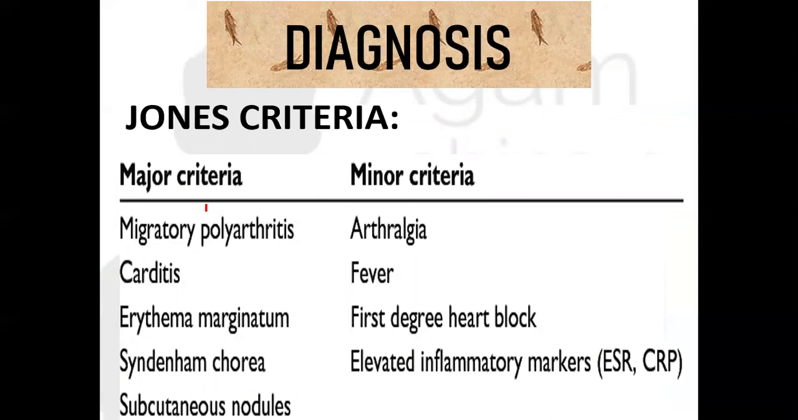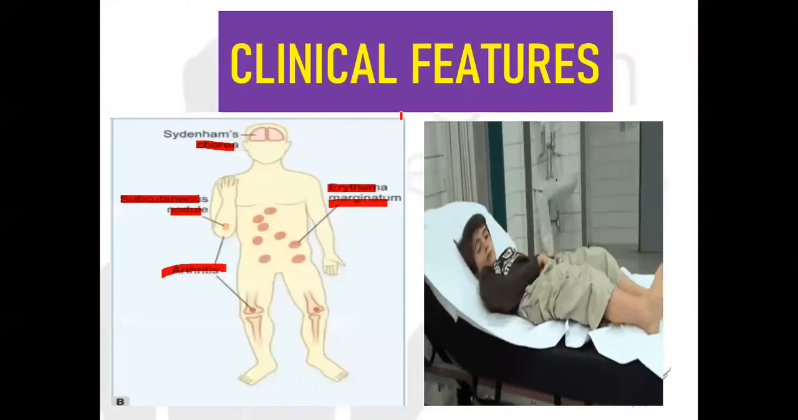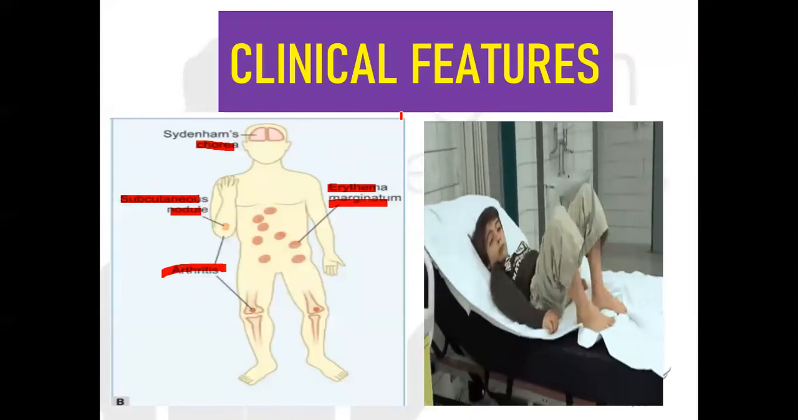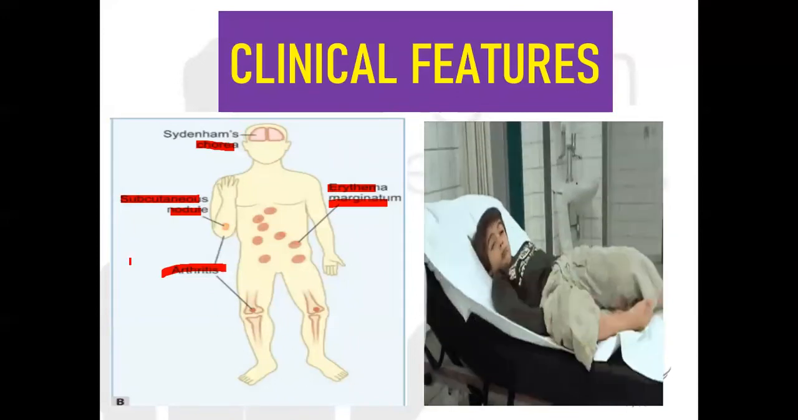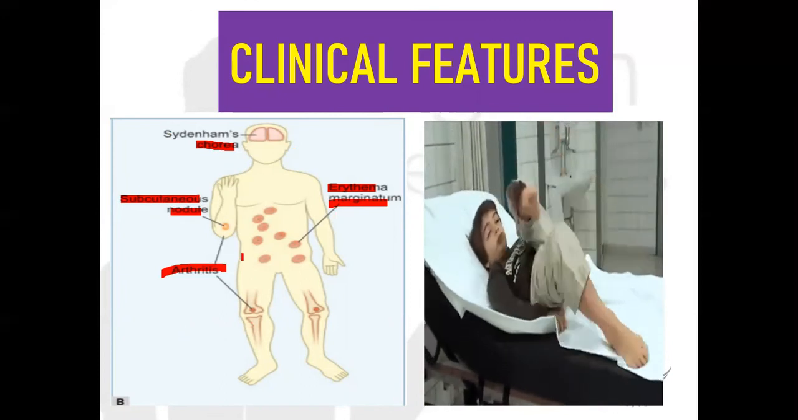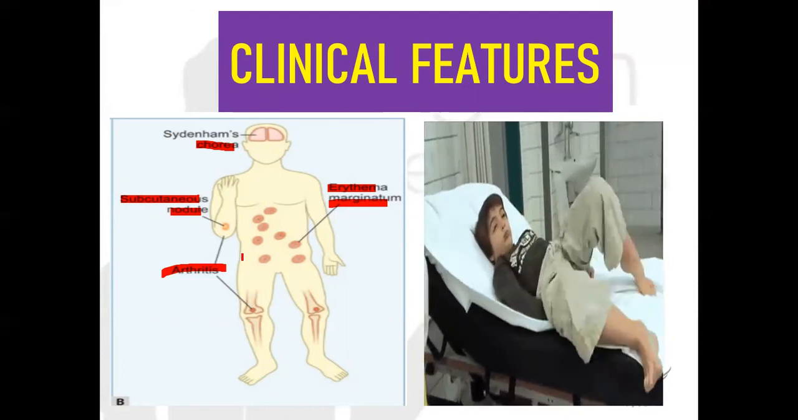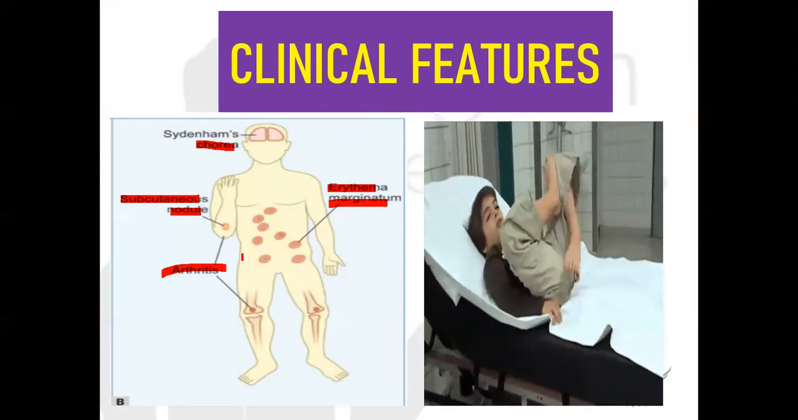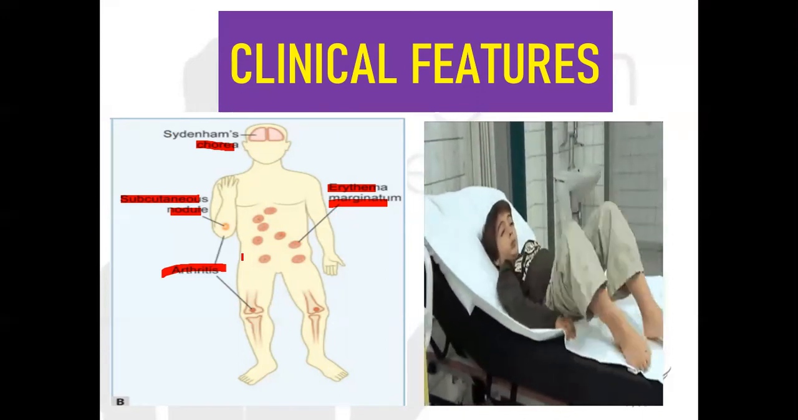Very important. For that, we have something called Jones criteria. So, as a physician, if you encounter this patient, you should remember something. You can confirm your diagnosis as rheumatic fever and rheumatic heart disease if any 2 of the 4 symptoms appear in the patient. If the patient comes with any 2 of these 4 listed symptoms, then you can diagnose it as a rheumatic heart disease.